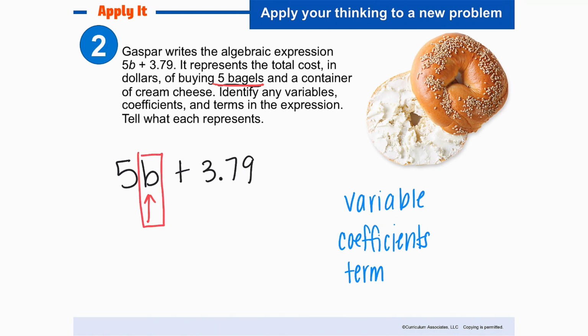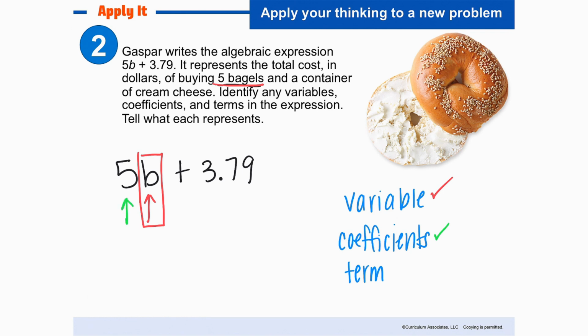So we can find out later that a bagel is $2 or it's $1.50. Then we would put that in place of the b. So that one is our variable. Okay. A coefficient is just a number. It's representing a number. It's usually connected with your variable. So our coefficient in this case is the bagels.